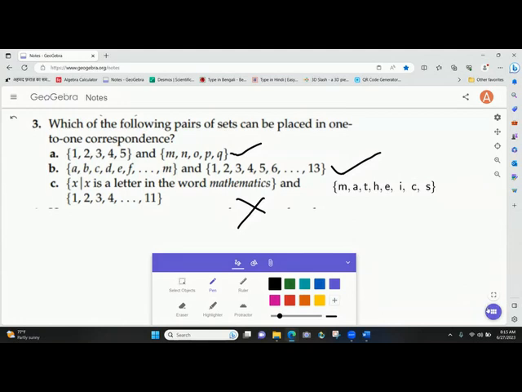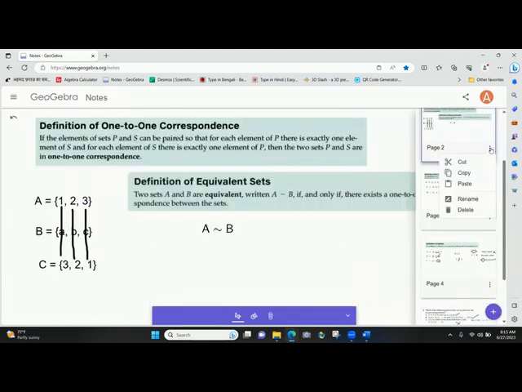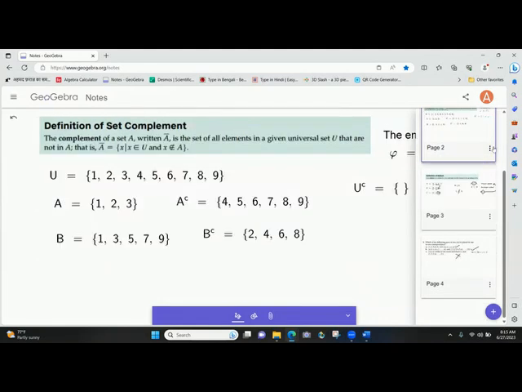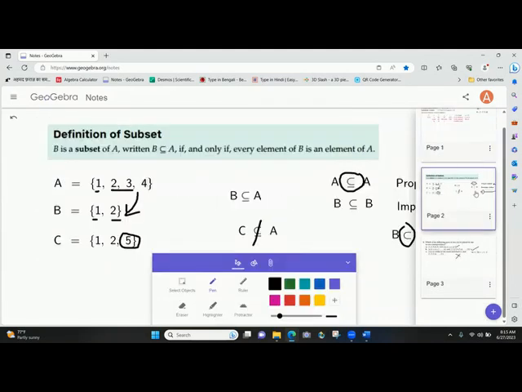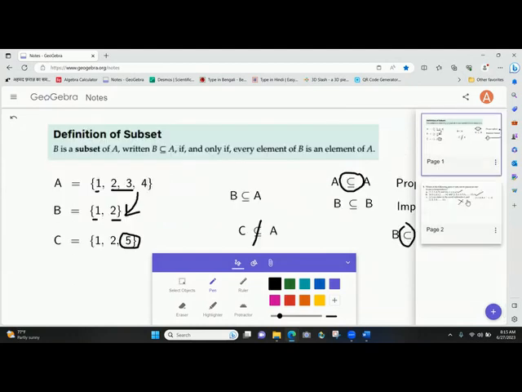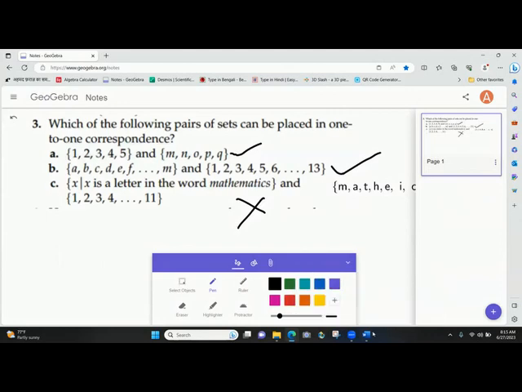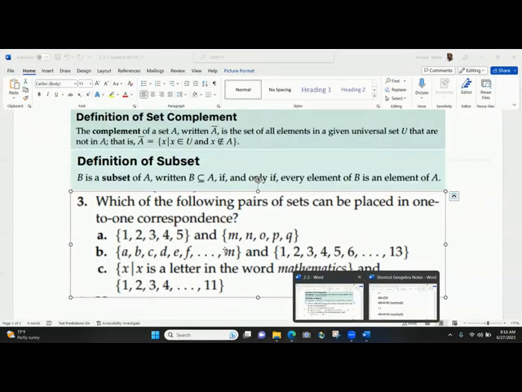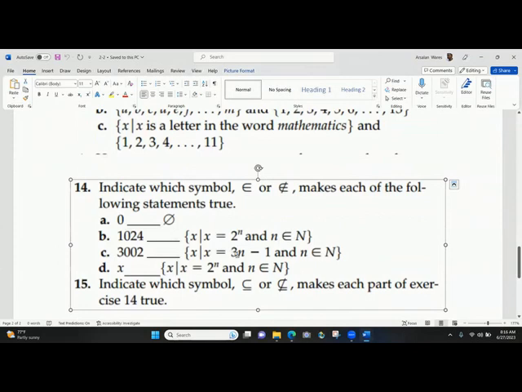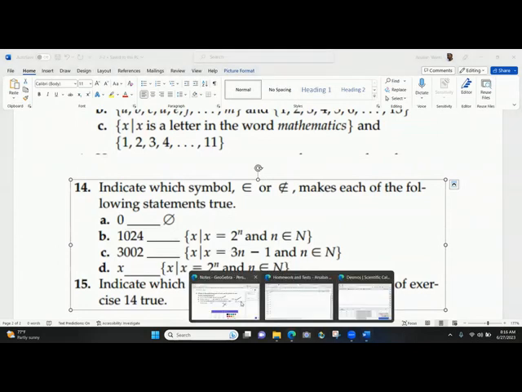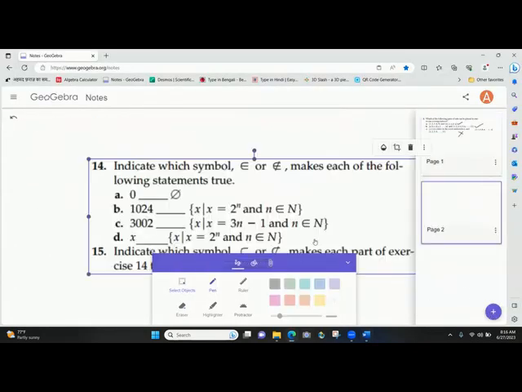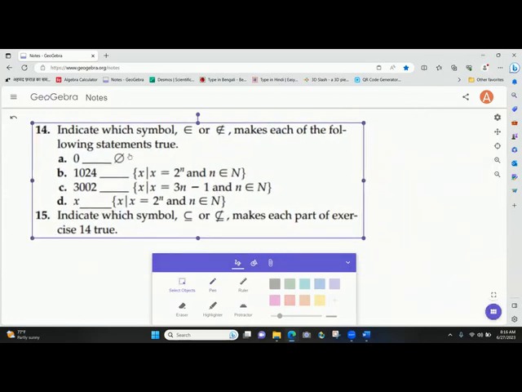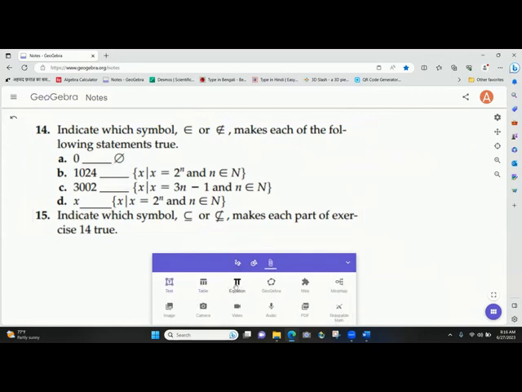Okay, moving on. Let's do one more problem from your book. 14 and 15 refer to the same picture. All right, let's see how we can do it.